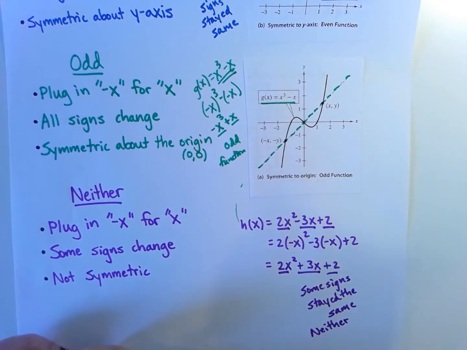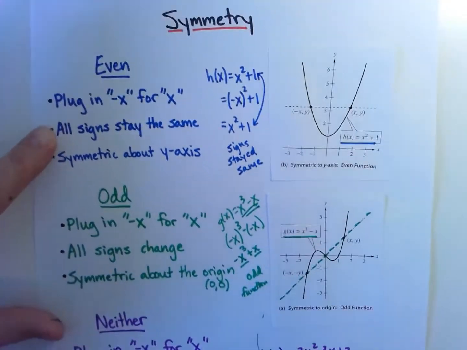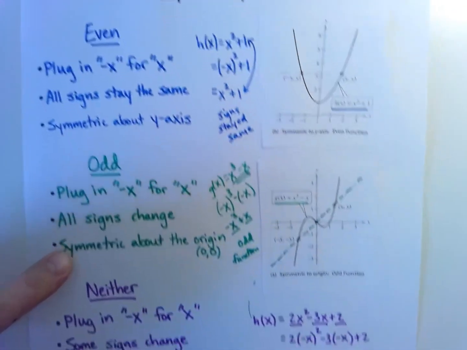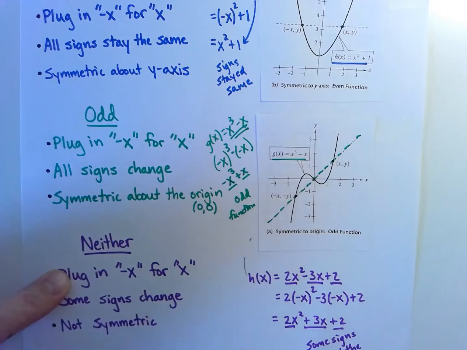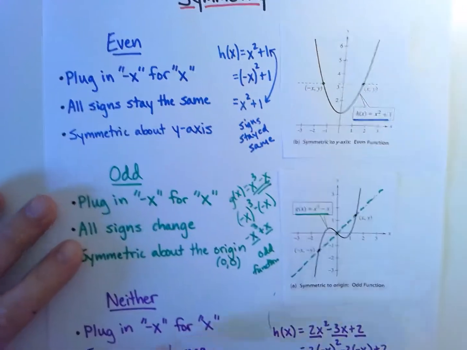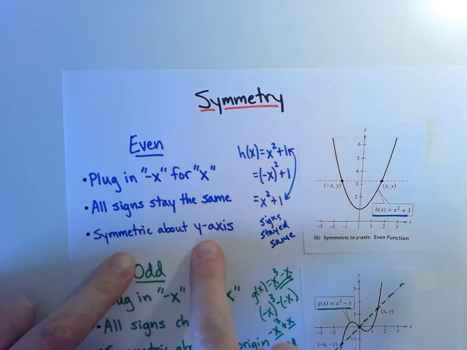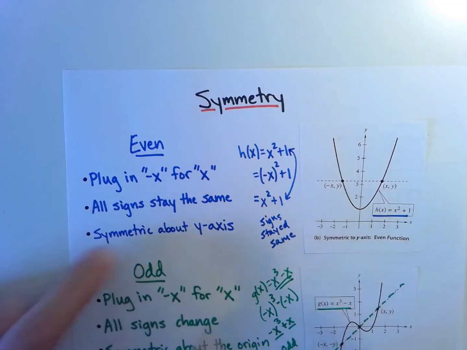It's either all or nothing. So if all the signs stay the same, it's even. If all of them change, it's odd. And if some of them change, it's neither. So also remember for the odd ones, it's symmetric about the origin. So like the O's go together. O and odd and origin are all O words. And then you can remember the even just goes with the y-axis, hopefully.